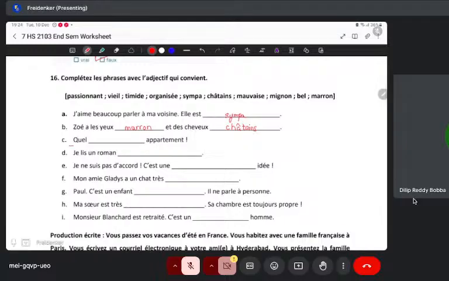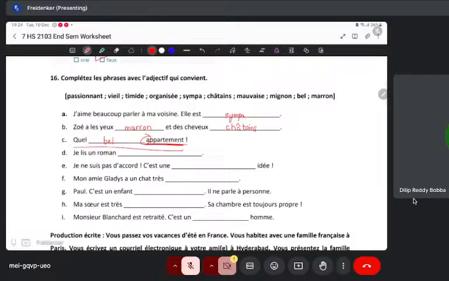Okay. So you want to say what a beautiful apartment. So quelle belle. So beau became belle here. Quelle belle appartement. Why is this coming? Because this is a masculine singular noun. It begins with a vowel.